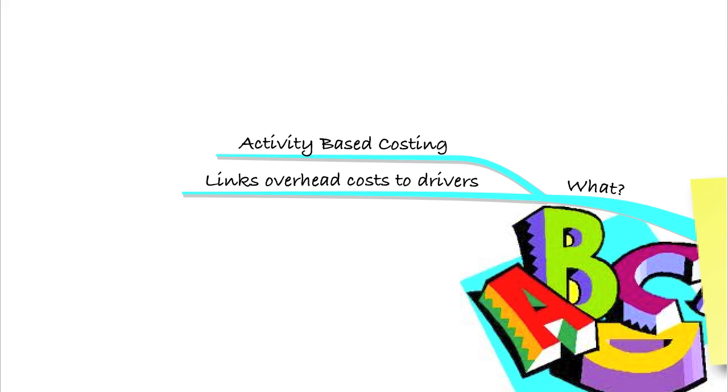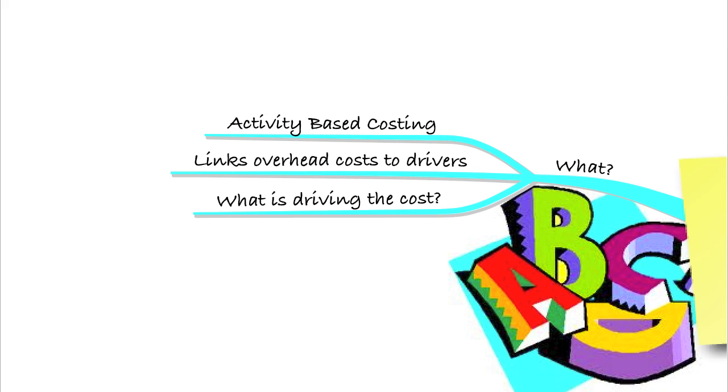It links those overhead costs to what is driving the costs. We then see how many drivers the units of production actually take, and therefore we can allocate the overhead costs to the unit of production. So that's what we're seeking to do with activity-based costing. We need to link our overhead costs to what is driving the cost, and that's the key question. What is driving the cost? Why are we actually going to do this?